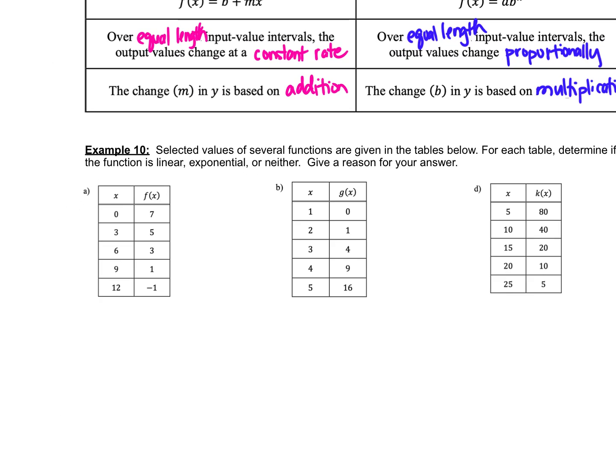So the first thing I want to look at is what's happening with my inputs, with my x's. How are they changing? By 3, and they're all 3, so that's great. How are my outputs changing? They're going down by 2, but they're all changing the same, right? So here's what we say. Is that linear or exponential or neither? It's linear. Here is why.